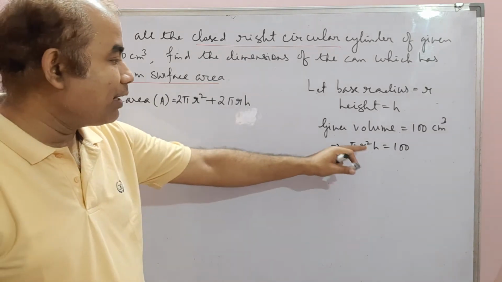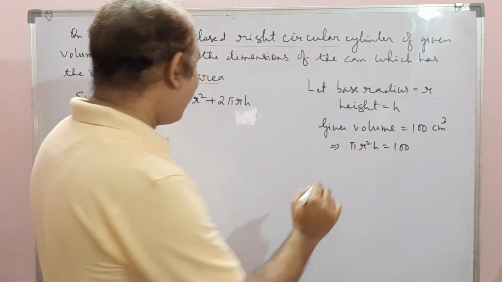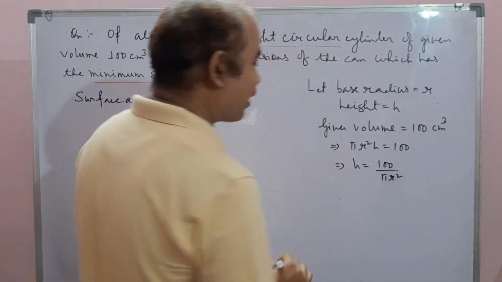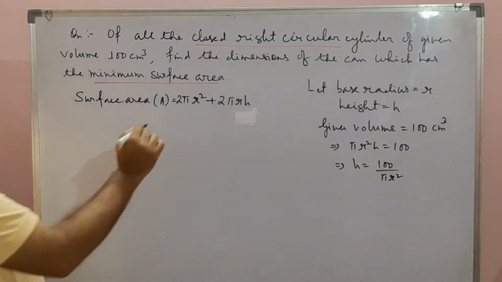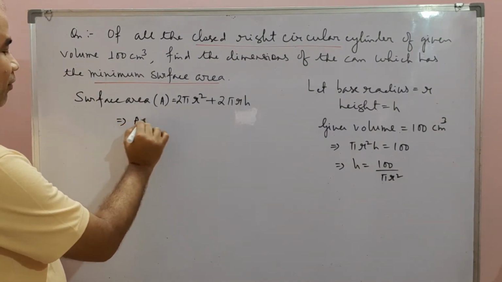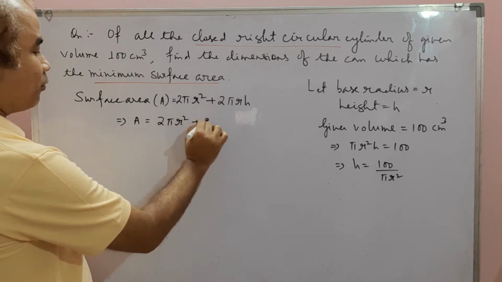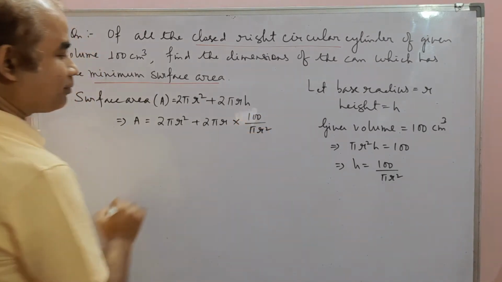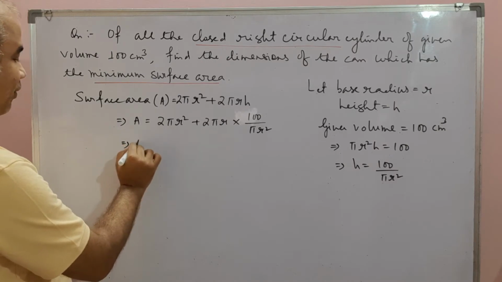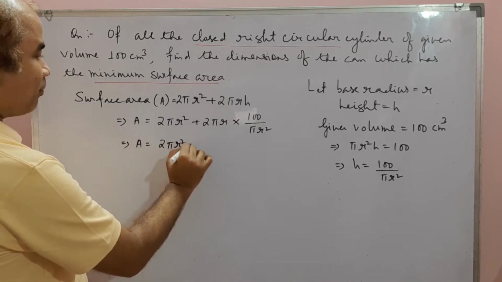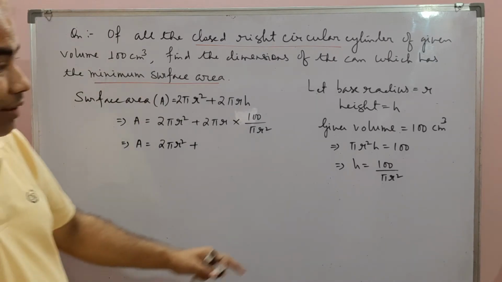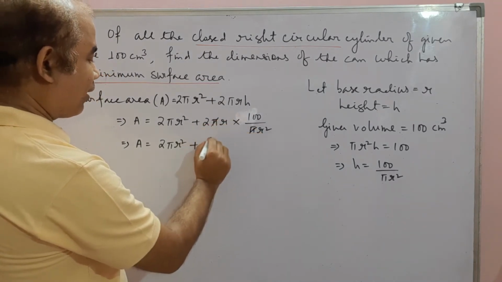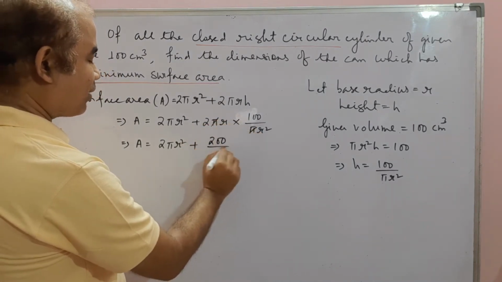From this, either you eliminate h or you eliminate r. If I write h in terms of r, then h will be 100 by pi r square. So if I use it here, the surface area A equals 2 pi r square plus 2 pi r times h, where h is 100 by pi r square. Doing the simplification, it comes 2 pi r square plus 200 by r, because r by r square is 1 by r.